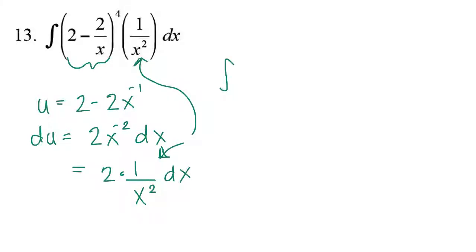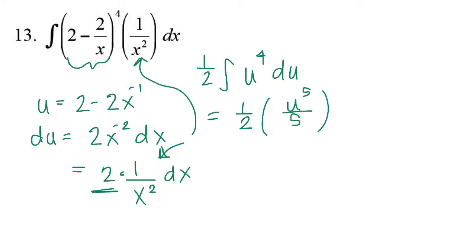So when we go back and actually do our u sub, we have u to the 4th du, and we have an extra 2 sitting out here, so I need to balance that with a 1/2 here. And so I have 1/2 times u to the 5th over 5 plus c, and let's see, that's going to give us 1/10 times, and u was 2 minus 2 over x. That's going to be raised to the 5th and plus c.